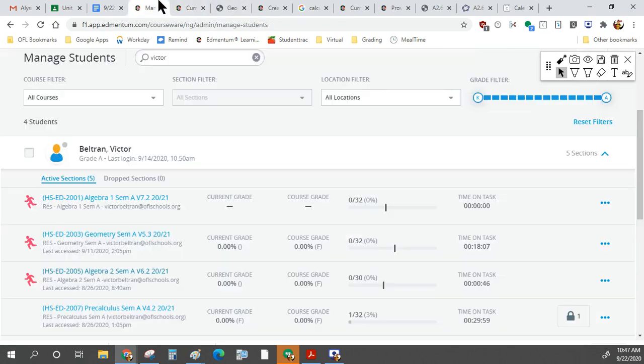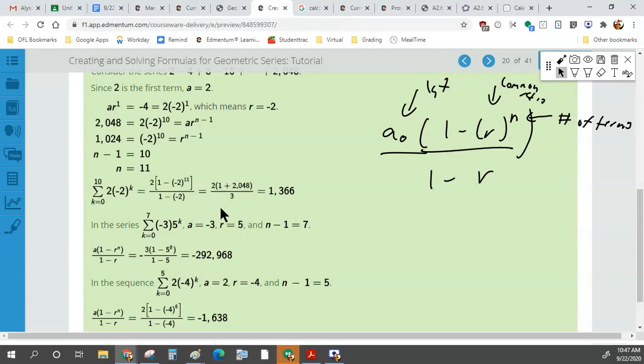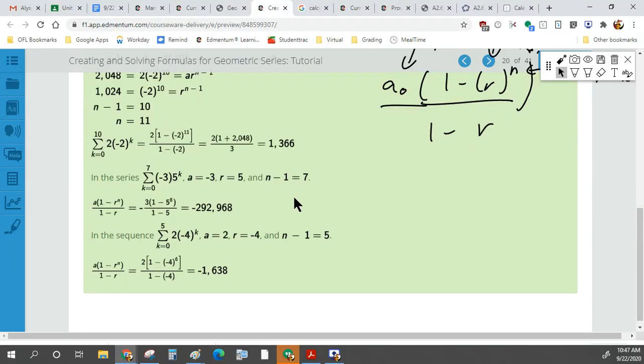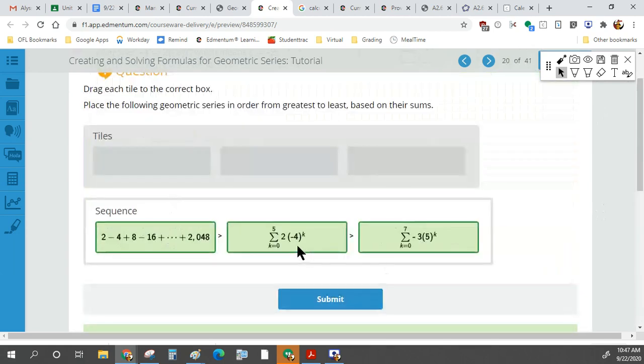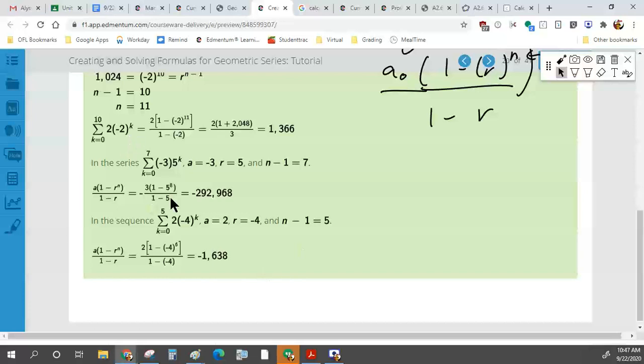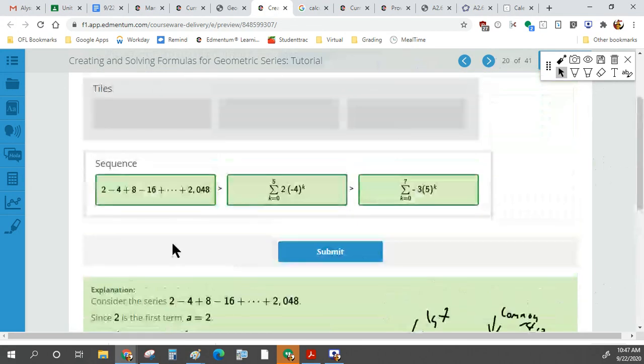All right, and so once we use that formula, we can plug it in. We would get this. Then we would use the next formula to figure out this one, which they do right here. We get that and that. So our biggest number is this one, and then it gets smaller.